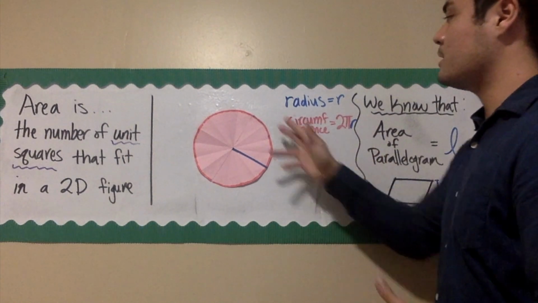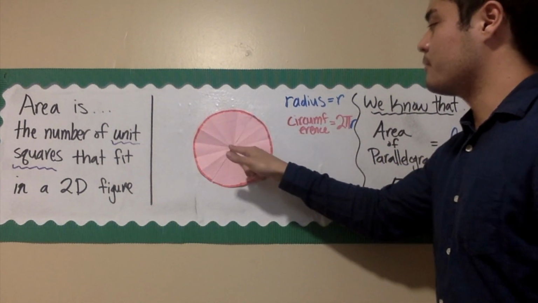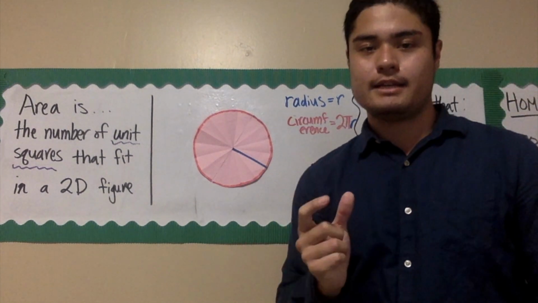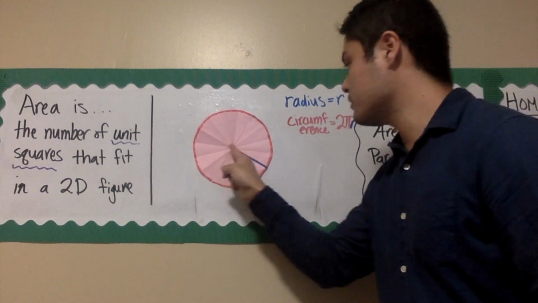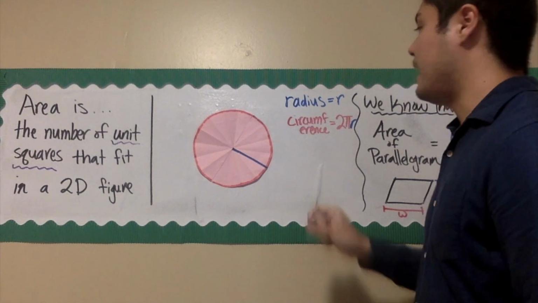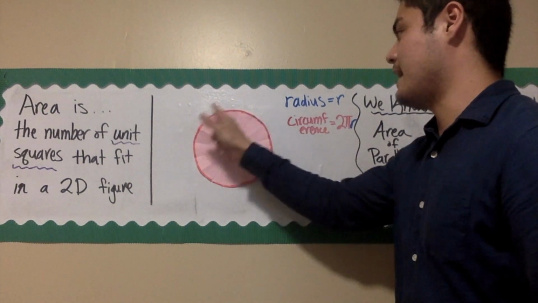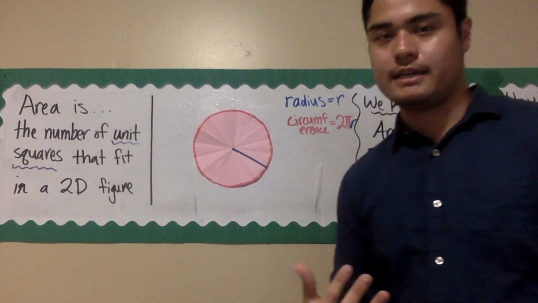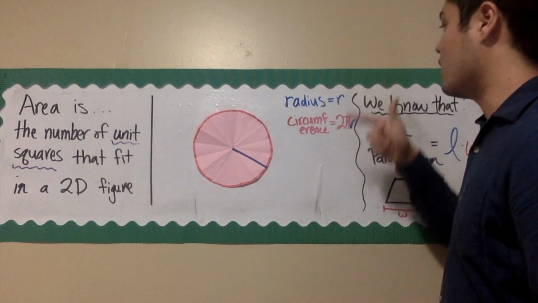So I marked out the circle. The blue from the center to the end of the circle is what we call the radius. The radius is the length between the middle to the end of the circle. And it doesn't matter what point of the end of the circle you pick, from the middle to the end would have the same radius. We're going to denote that as r.